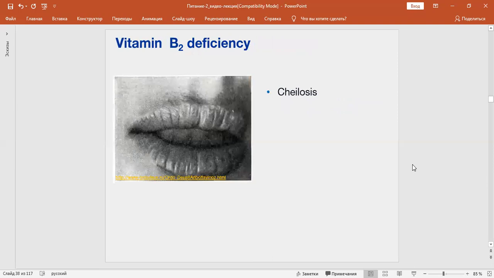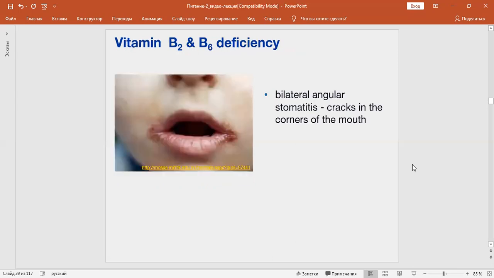Cheilosis is possible. It means lip affection with vertical cracks and epithelial desquamation. It may be a painful inflammation and cracking of the mouth corners. It sometimes occurs on only one side of the mouth, but usually it's bilateral. Often it's a symptom of combined deficiency of vitamins B2 and B6.